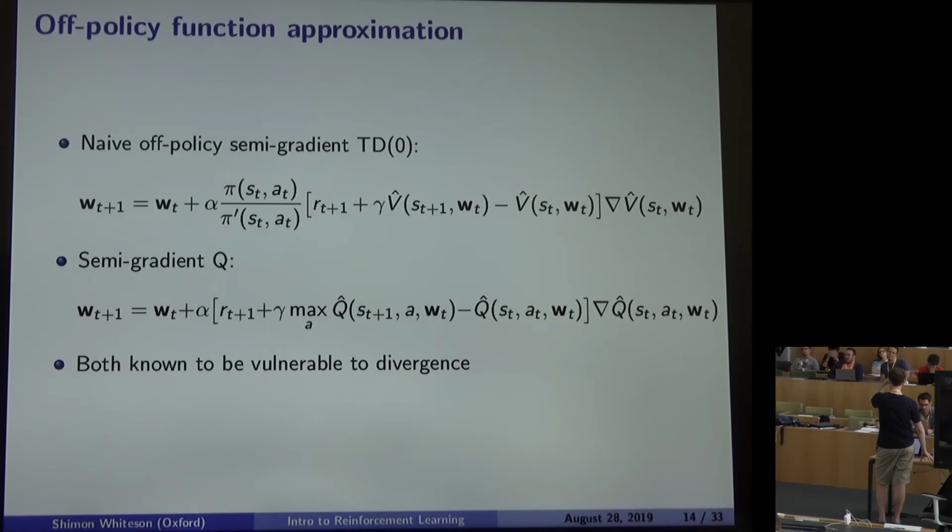And in practice, what people do with semi-gradient Q-learning methods is just ignore the need for importance sampling. But both of these methods are known to be vulnerable to divergence. And this is the first hint that we have about some of the difficulties of doing function approximation in reinforcement learning, and why it isn't as simple as just applying your favorite supervised learning methods to the problem.